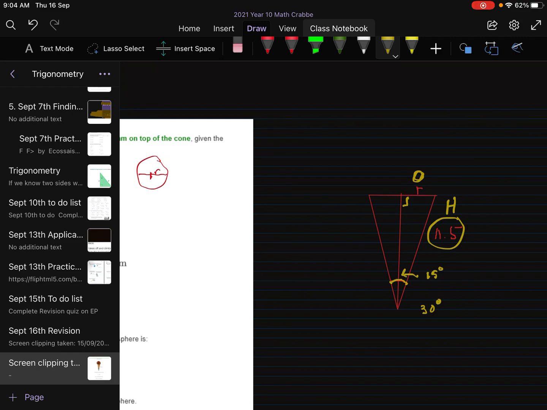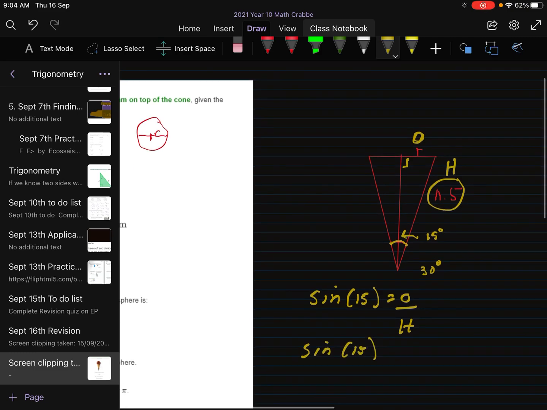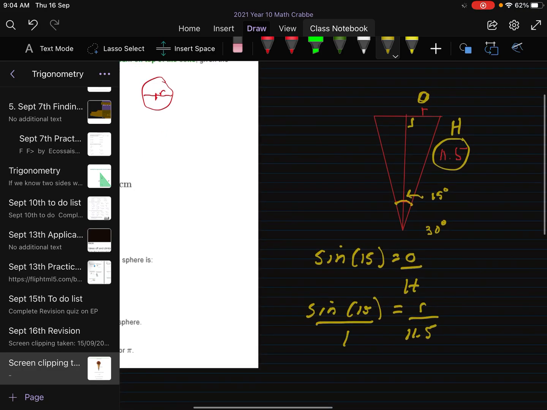So then we take sine, because it's O and H. Sine of not the 30 degrees, but 15 degrees, is equal to O over H. So sine of 15 degrees is equal to O, which we don't know, that's our R, over H, which is 11.5. We stick that over 1 and do the cross multiplying, and R is equal to sine of 15 degrees times 11.5.